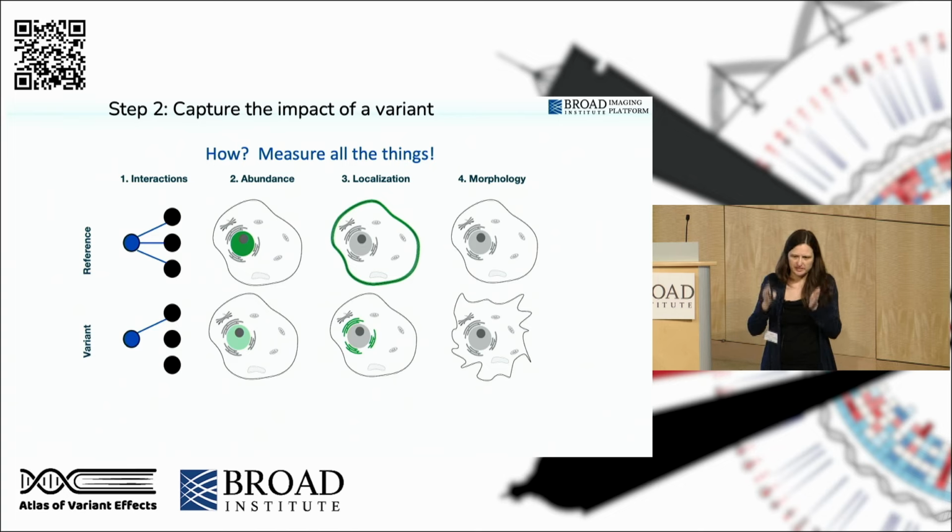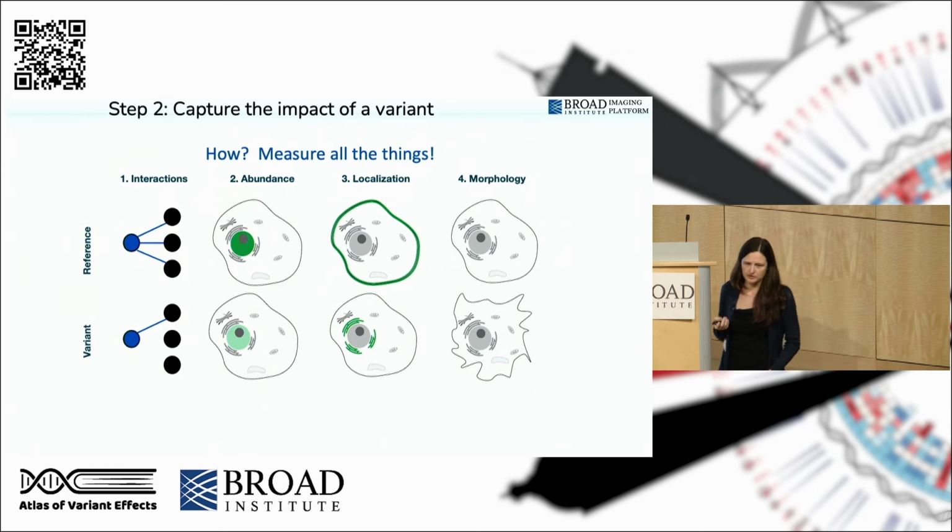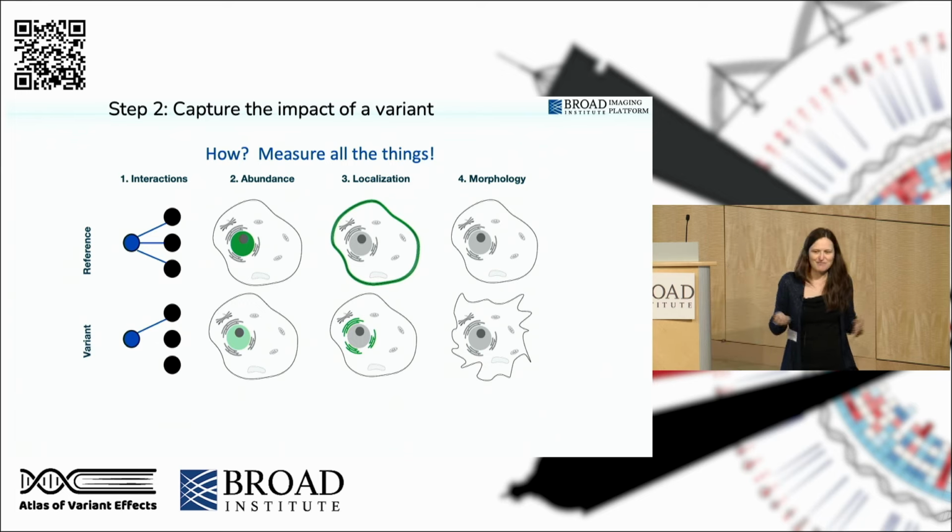So we're overexpressing the protein with and without a given variant that's in ClinVar or wherever. So the second step is figure out how to capture the impact of that variant. And if you care about a single gene, then the steps here would be figure out the function of that gene, make an assay for that gene's function, and then carry out the assay for all of your variants.